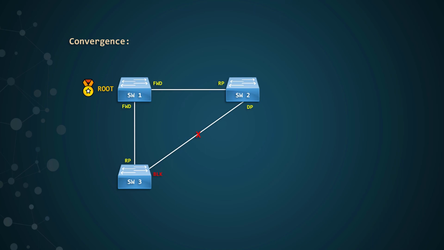Before we finish this video, we must mention one more thing, and that is STP Convergence. STP Convergence is a process where switches realize something has changed in the network topology and determine whether to change ports to blocking or forwarding state. If a link between switch 3 and the root switch fails, the link between switch 3 and switch 2 will converge, and from blocking state it will go to the forwarding state.